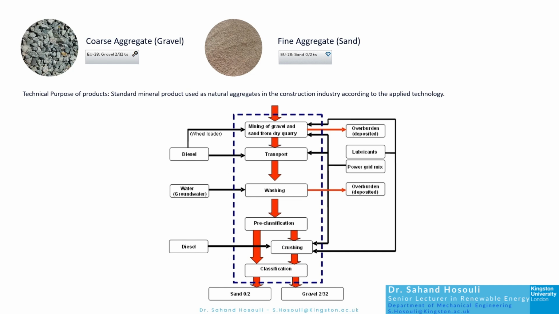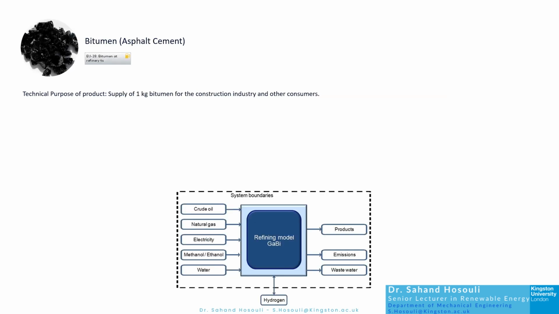The next input to my system is bitumen. Bitumen is the asphalt cement, and I've considered that this bitumen production site is very close to my asphalt mixing site, so I'm not going to include any transport for it. What I get from the library information is that the technical purpose of the product is a supply of 1 kilo of bitumen for the construction industry and other consumers.